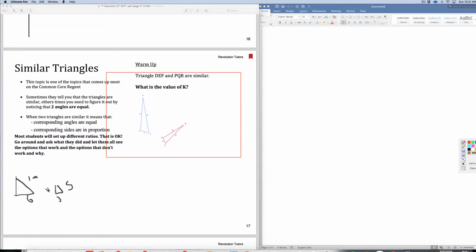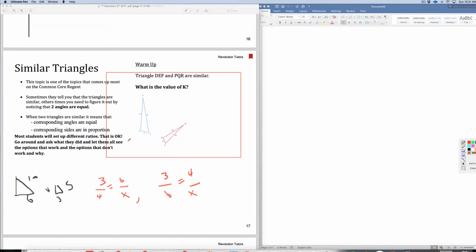The way that you could solve it is by setting up proportions. Now, there are so many proportions that work, okay? Let's make a list of all the proportions that work. 3 over 4 equals 6 over x. Works, right? 3 over 6 equals 4 over x. Works. 5 over 10, 10 over 5, 5 over 3, 5 over x, whatever.